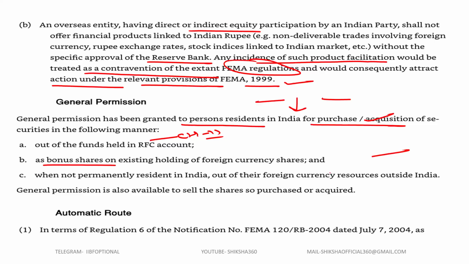Next, when not permanently resident in India, out of their foreign currency resources outside India. The general permission is also available to sell the shares so purchased or acquired. Now the automatic route, in terms of regulation 6 of the FEMA notification.